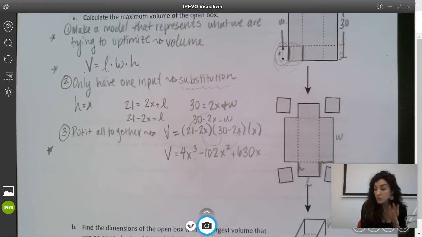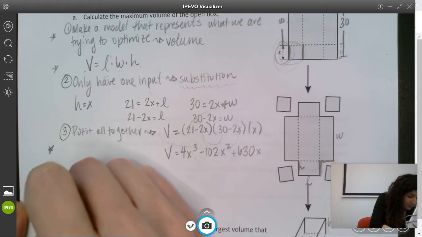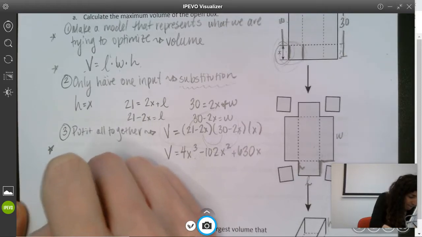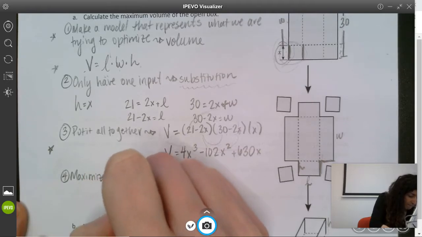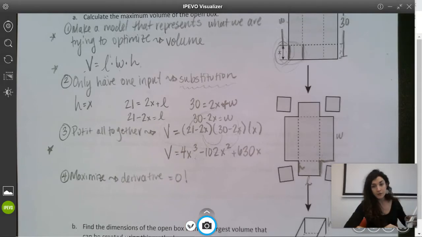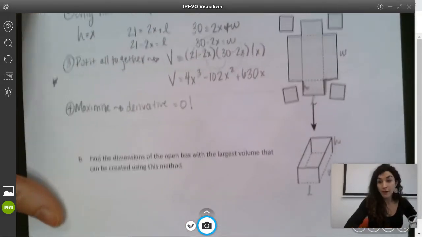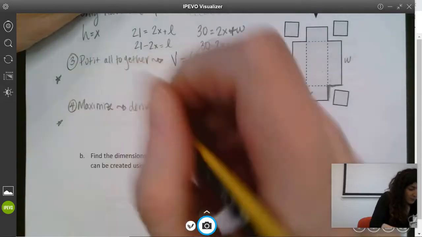Okay, so that's our original function. In order to maximize, we want our derivative to be equal to 0. Okay, well, first things first, we need to find the derivative. Go ahead and find the derivative on your own.